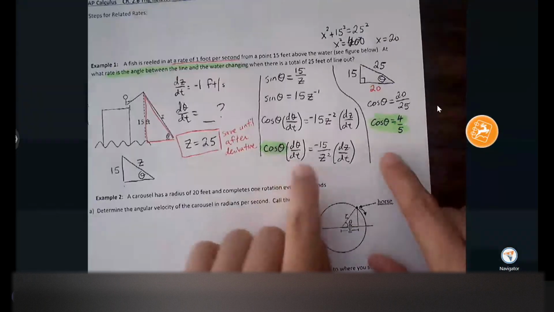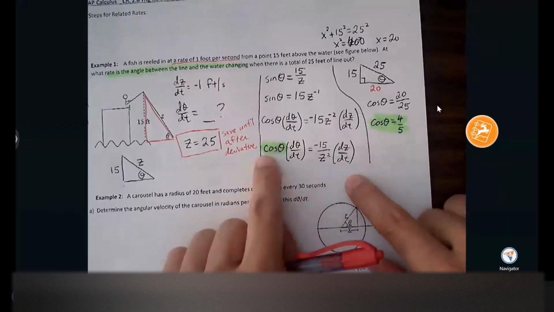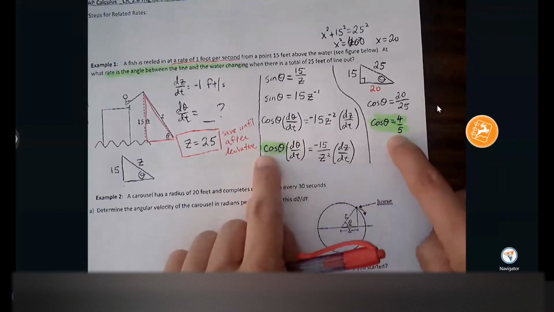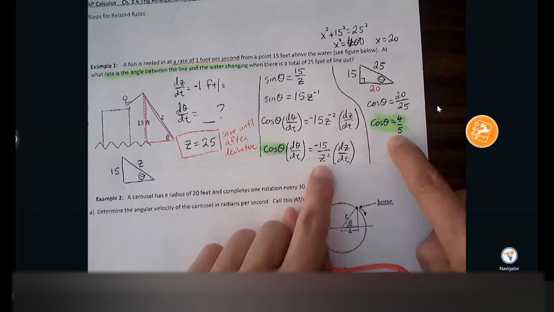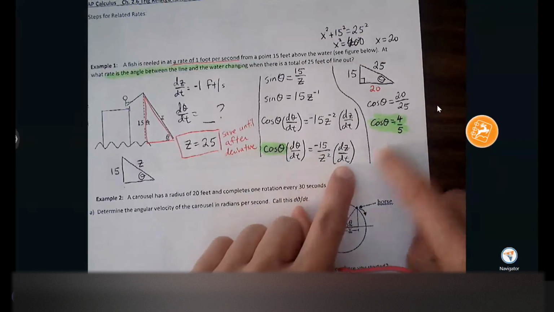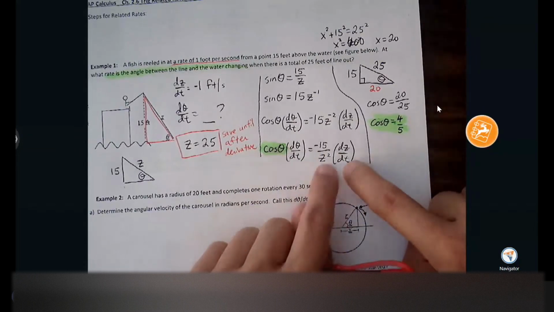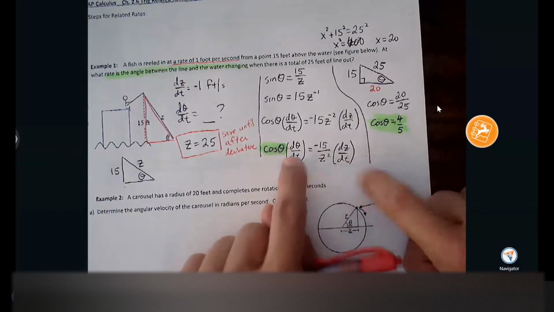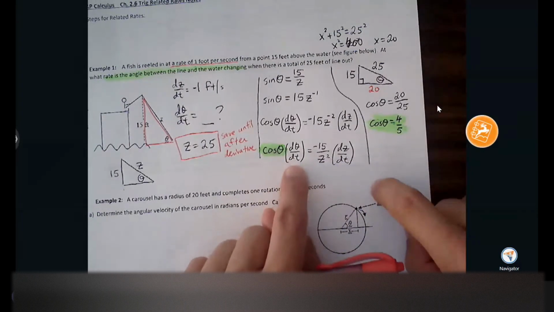So now we have a clean replacement for everything that we need. Cosine theta as a numeric value. Z can be replaced with 25. dc dt is -1. So all these variables have now been replaced with numeric values, and that will leave us to solve for d theta dt.